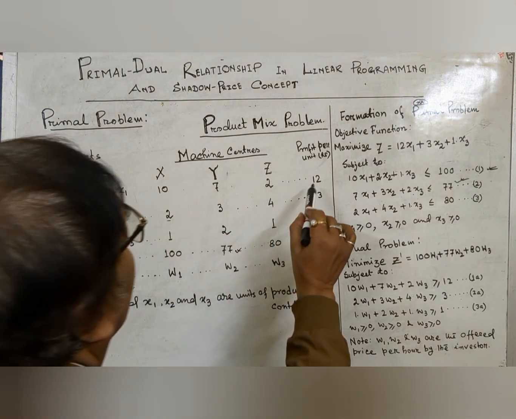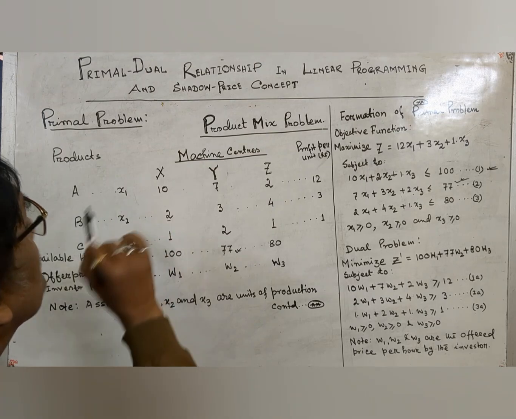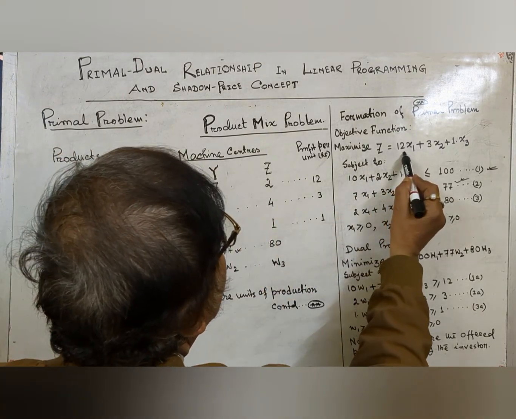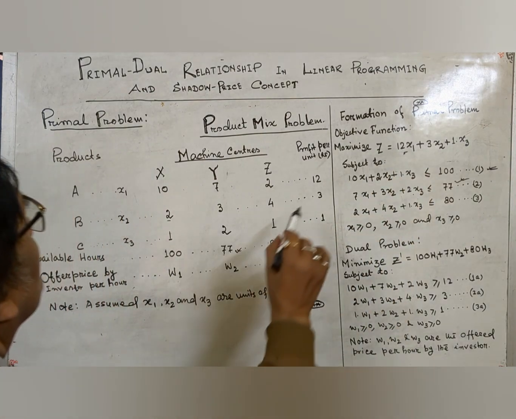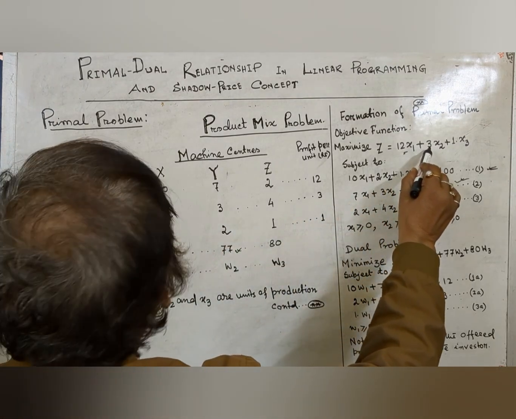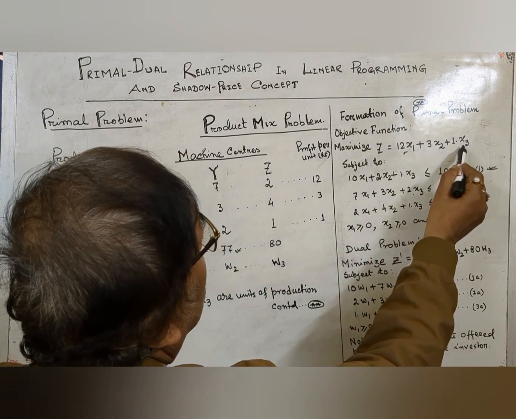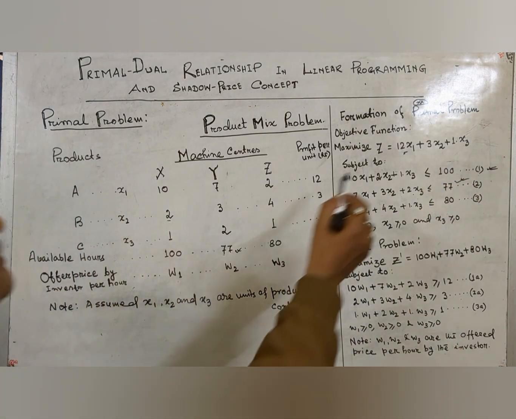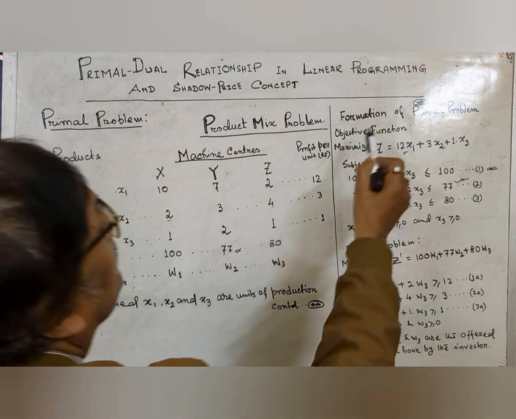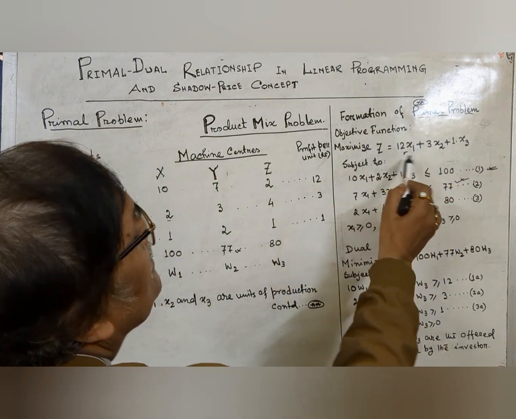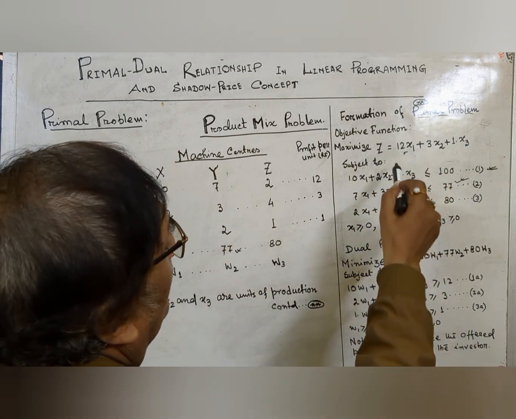Per unit of product A will give rupees 12 profit. As we are assuming x1 units of production, 12 into x1 is the profit for product A, plus 3 into x2 is the profit for product B, and 1 into x3 is the profit for product C. This is the total profit, and we have to maximize it. Then the linear programming formulation, which is called the primal problem, is: maximize Z equals 12x1 plus 3x2 plus 1x3, subject to all these constraints.